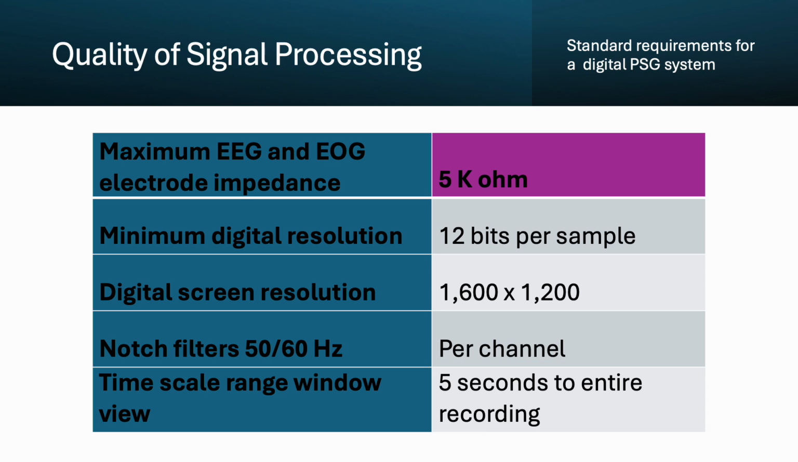The minimum digital resolution must be at least 12 bits per sample. The digital screen resolution must be at least 1600 by 1200, and the capability of a notch filter for each channel must be there. The time scale range window view must be able to show you at least 5 seconds to the most an entire recording in one window.